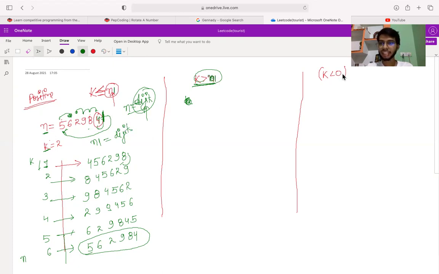and k is less than 0. Okay, so what will happen if the value of k is greater than n1? It means the total number of rotations is greater than the total number of digits in that number. So for example, let me consider a case where the value of k is equal to 7. So what does it mean? It means k is greater than n1, greater than the total number of digits.